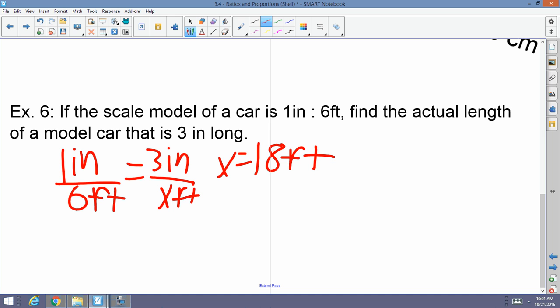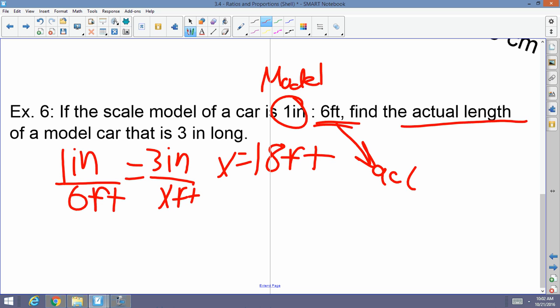Now, I'm confused with what you said. Don't I have to make them the same value? No, why would you do that? Because we're looking for an actual length, my brother. And the scale here is 1 inch of the model, right, to 6 feet of the actual.